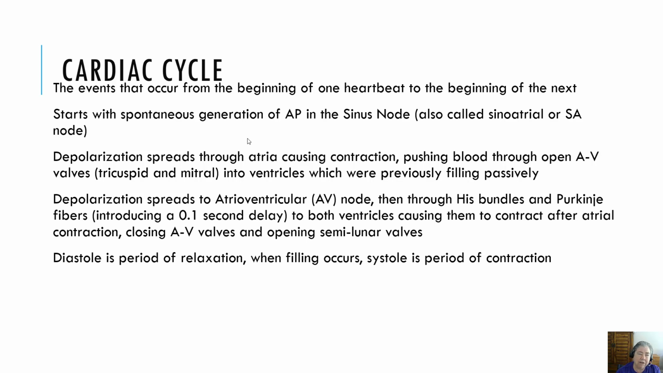So the atria contract first, there's this 1/10 of a second delay, then the ventricles contract, and that closes the AV valves. The AV valves being the valves between atria and ventricles, the tricuspid and the mitral, and opening the semilunar valves, which are the valves between the ventricles and the big vessels, the pulmonary artery and the aorta, the pulmonic valves and the aortic valves. Okay.